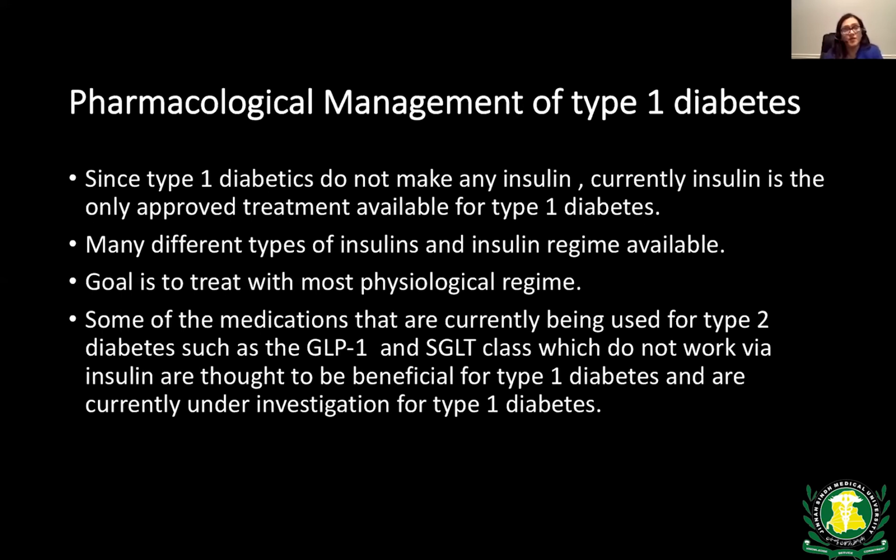Since type 1 diabetic patients do not make any insulin, currently insulin is the only approved treatment available for type 1 diabetes. Many different types of insulins and insulin regimens are available. The goal is to treat with the most physiological regimen. Some of the medications currently being used for type 2 diabetes, such as GLP-1 and SGLT classes, which do not work via insulin, are thought to be beneficial for type 1 diabetes. But they are currently under investigation, and as of now, none of these medications are approved.